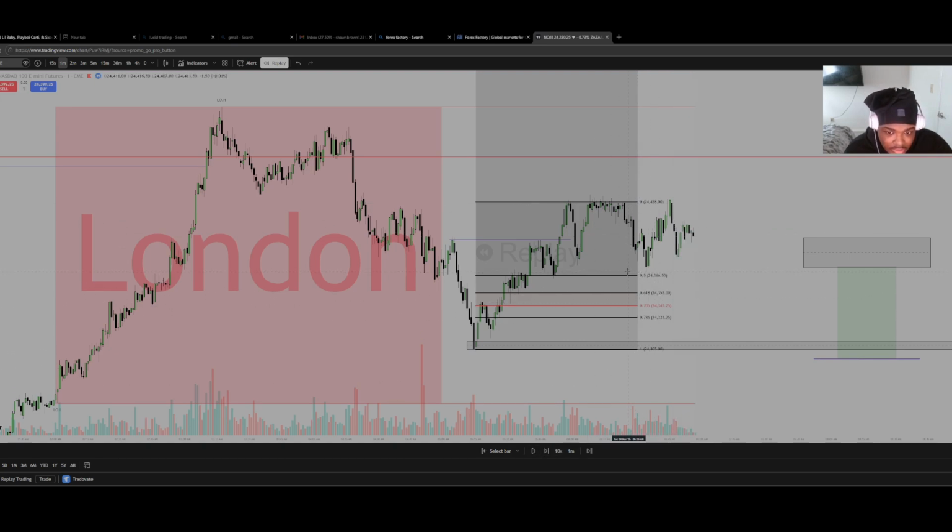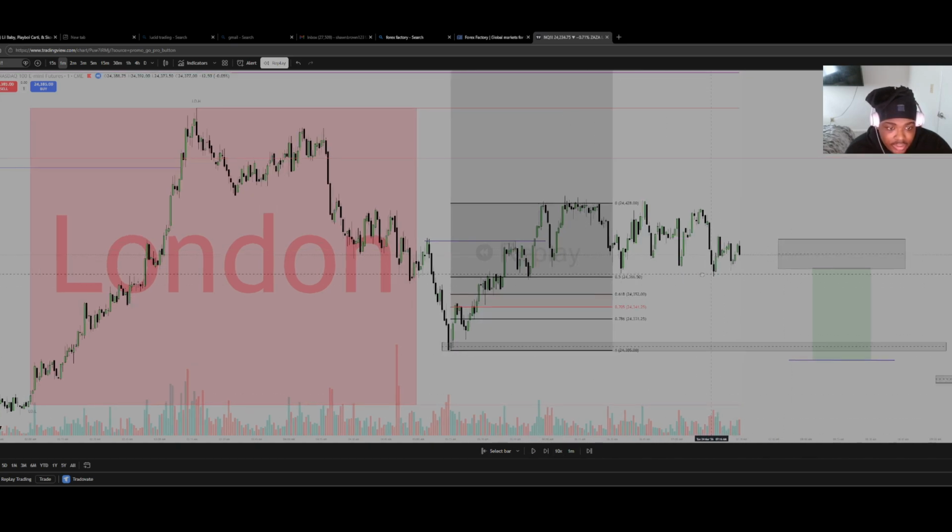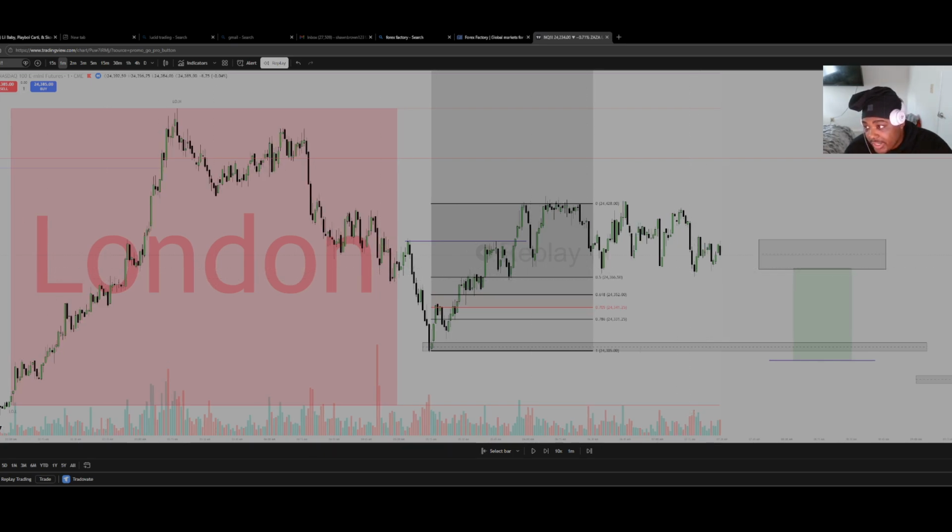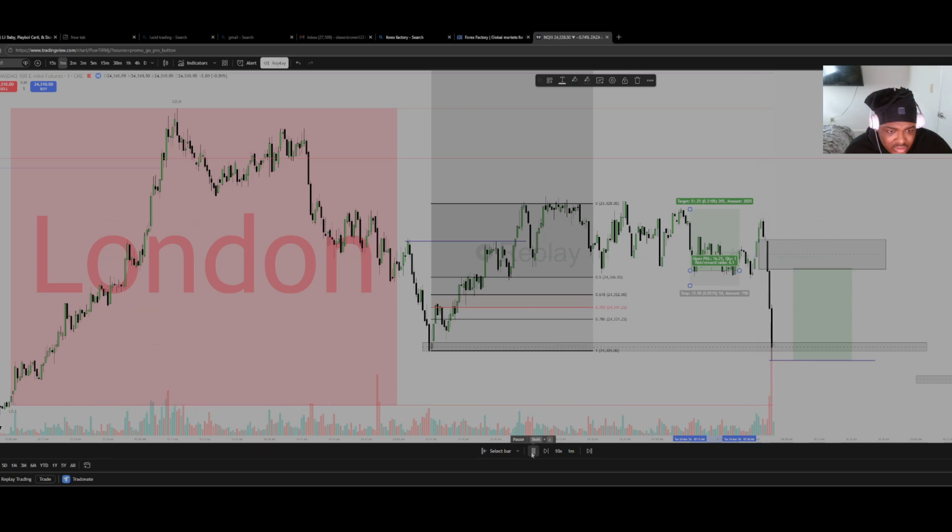Right here, I thought we got the pullback, but we actually didn't, right? So I'm still waiting. So we got the pullback here, right? You could have took longs right here, but I didn't take it. I didn't take the longs here, but you could have took this, risking what, 50 points, 1 to 4, and I think this hit. Did it? Oh, it didn't hit, but you see how it got stopped right here.